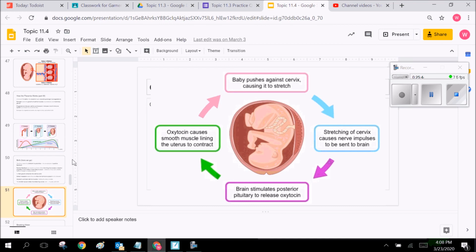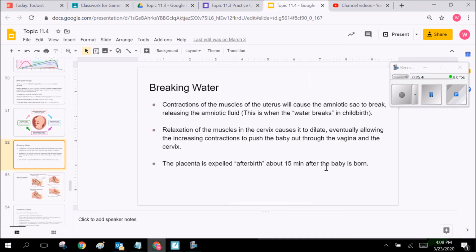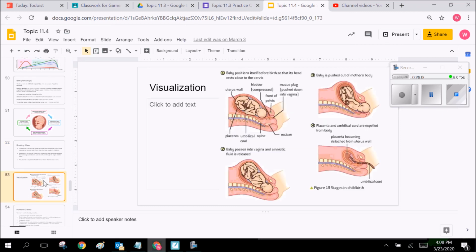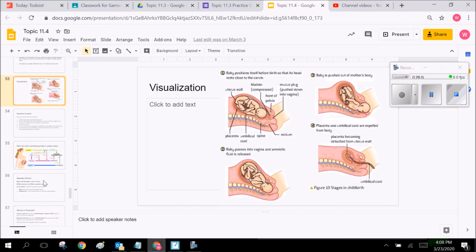I don't want to spend too much time on this. All right, and then of course breaking water happens. So the contractions will eventually break the amniotic sac around the child, and all that amniotic fluid will spill out, and that is what we call breaking water. The placenta itself will not be expelled until about 15 minutes after the baby's born. Here's a visualization of what happens as the baby is coming out of the mom. Yep, you can pause it if you'd like to take a look at that.